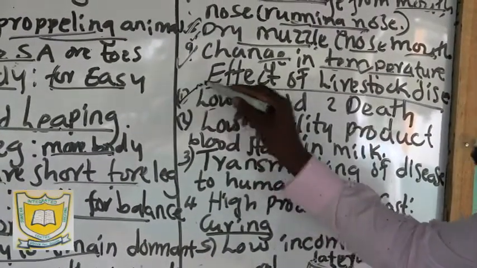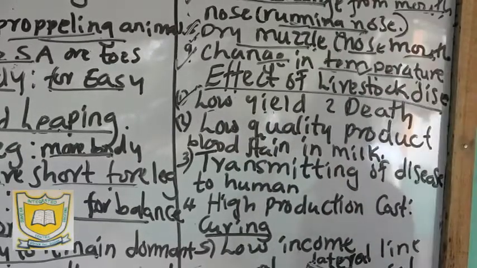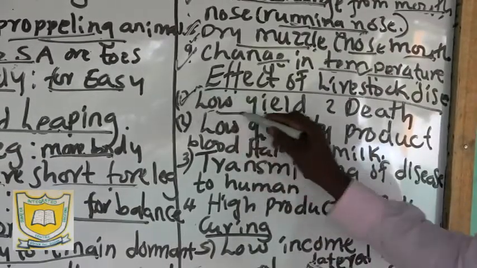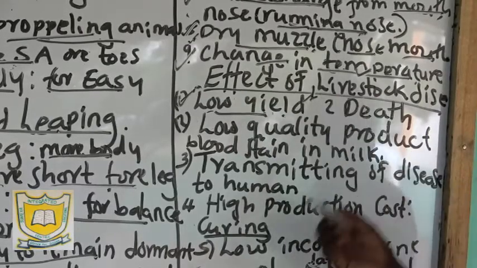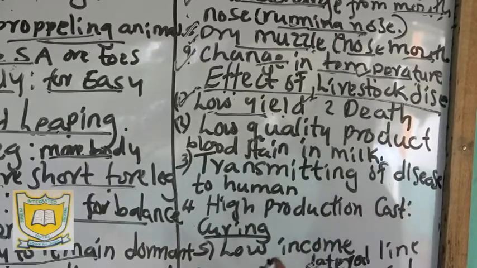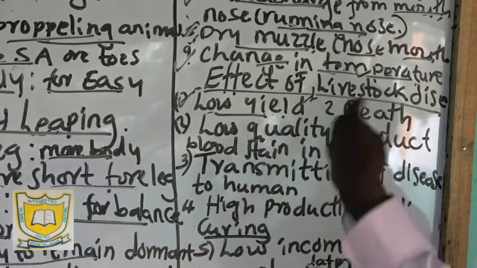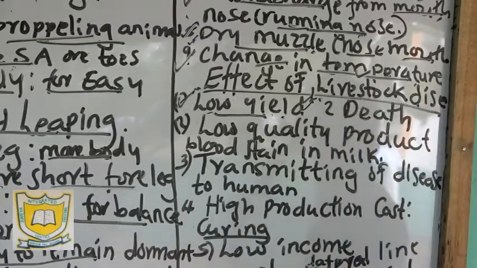Number one, we have low yield, when the animal has reduced yield. This one, the reduced yield, I've already discussed. That's the reduction in the production. If we expected to have a certain number of kilos of wool from a sheep, then we should have it. If it reduces, it means that is an effect of these diseases.